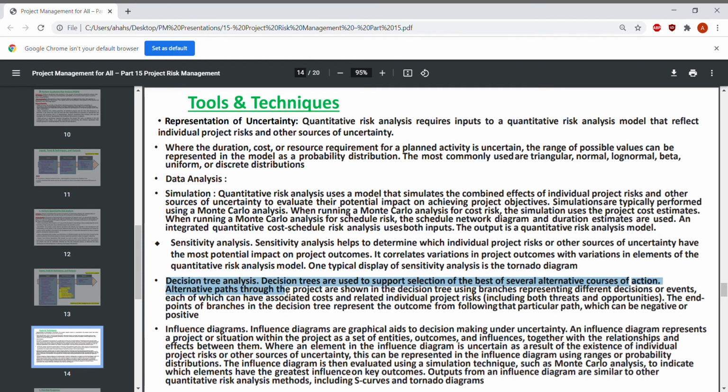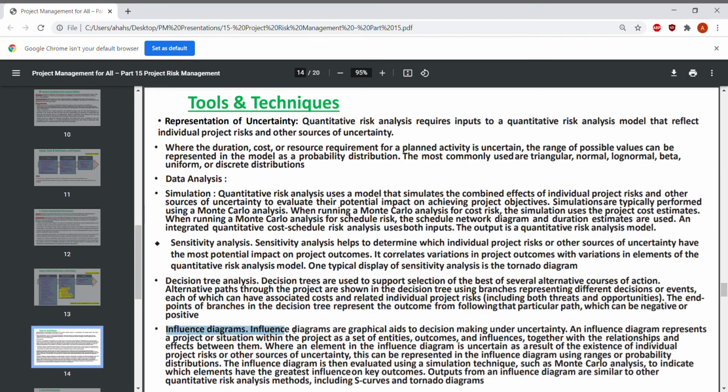Alternative paths through the project are shown on a diagram like a tree, with branches. The end points of the branches in the decision tree represent the outcome from following that particular path, which can be negative or positive.